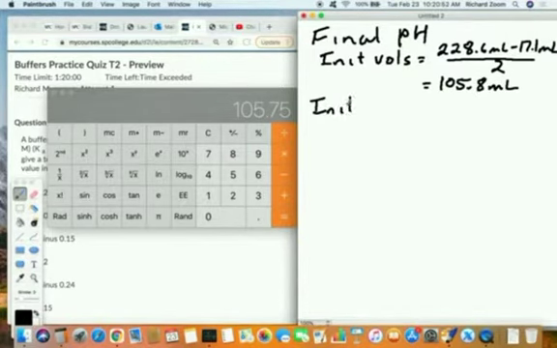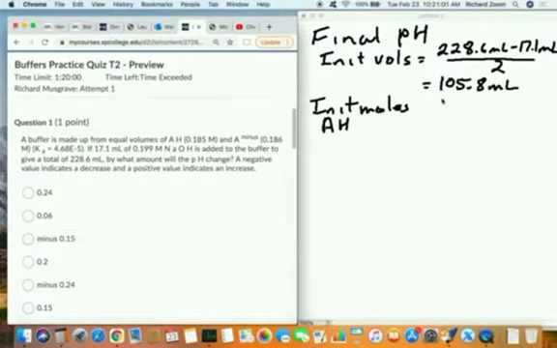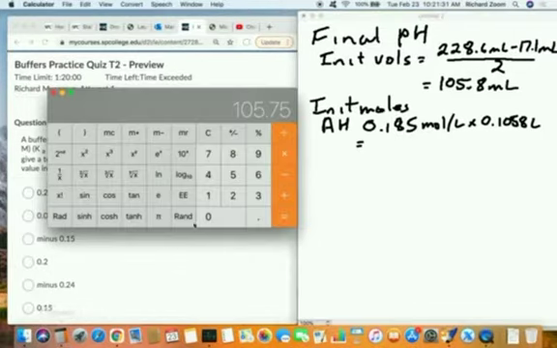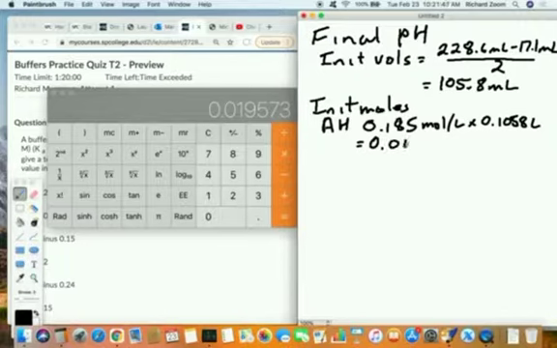So now we're going to find the initial moles of each. We'll do the AH first, and that's going to be 0.185 moles per liter times 0.1058 liters, which is the volume here we have in liters. And what we get there is 0.0196 moles.